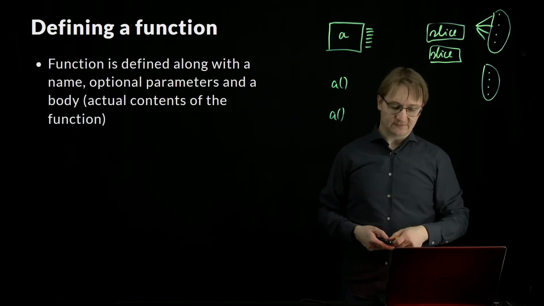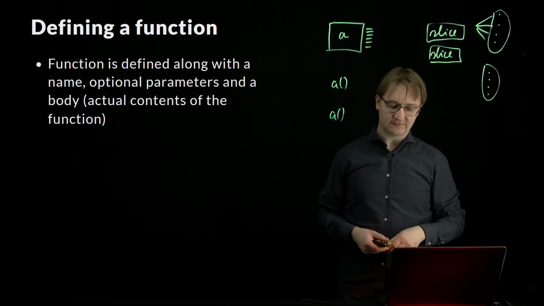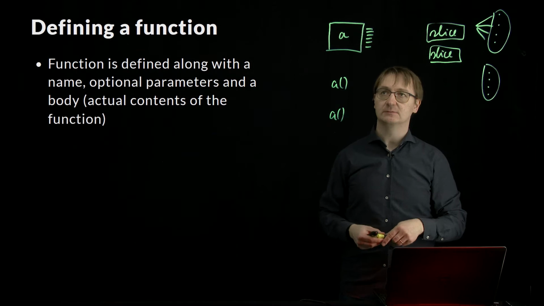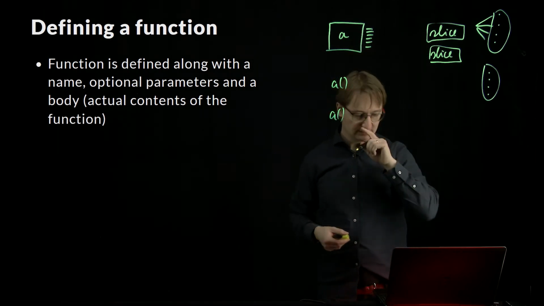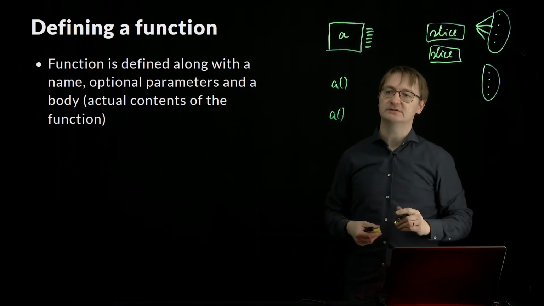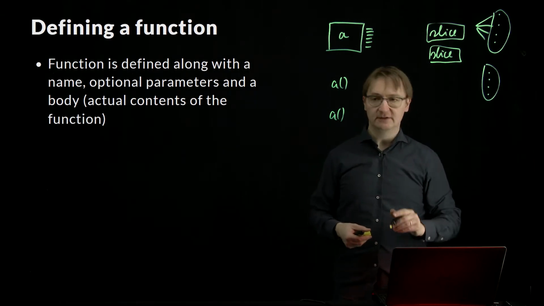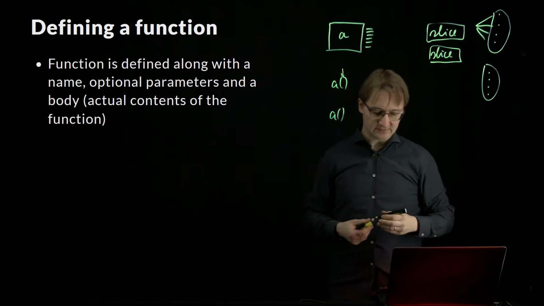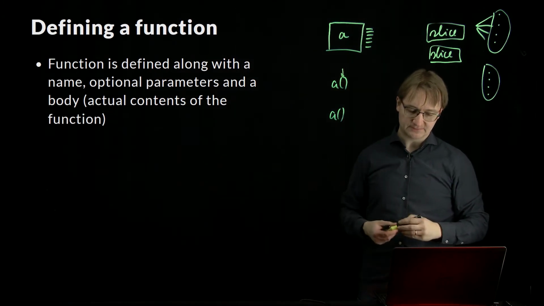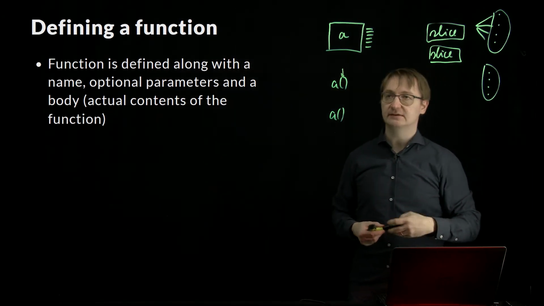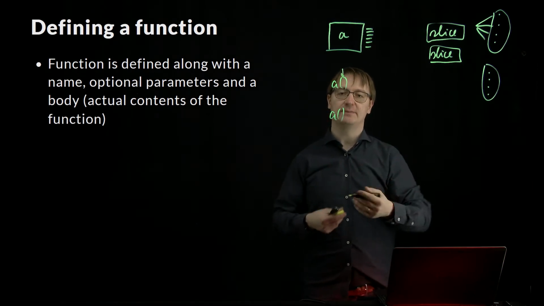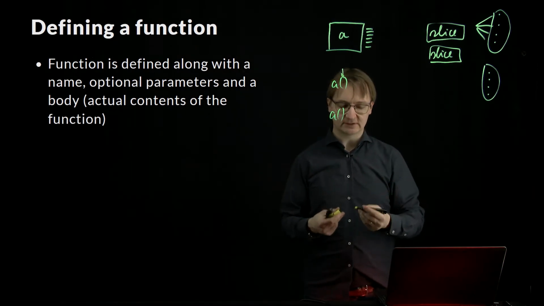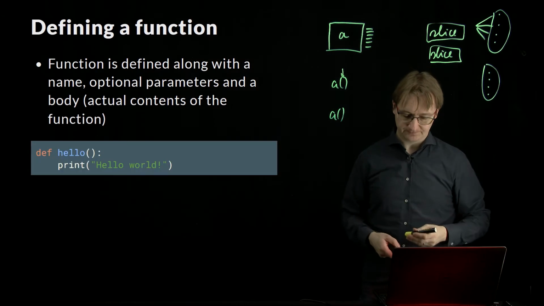So how do you define a function? A function is defined along with the name, which currently is A here. Then we have optional parameters. Parameters are written inside parentheses. So here, currently there are no parameters. And then the function should also have a body, or the actual contents. What does the function do?